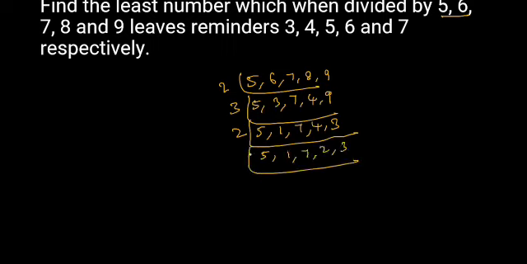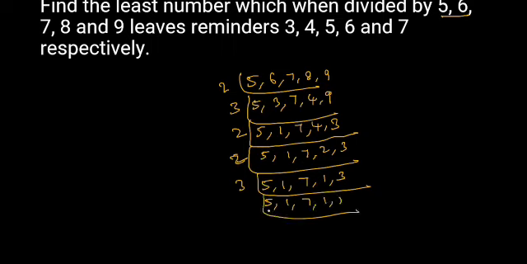Now again we divide by 2: 5, 1, 7, 1 and 3. Now I divide by 3: 5, 1, 7, 1 and 1. Now only two numbers are left, 5 and 7. So 5 gives 1, 7 gives 1, and finally we get 1, 1, 1, 1, 1.